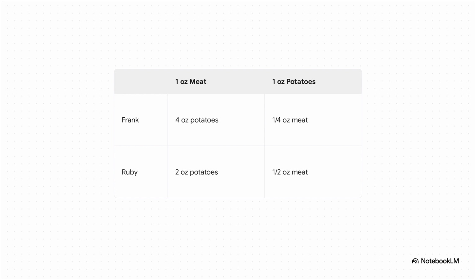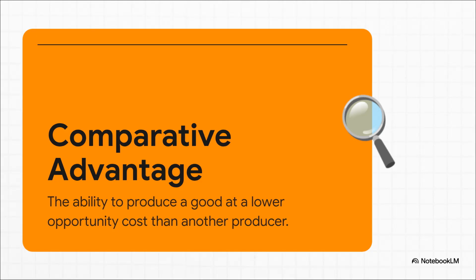Because Frank gives up less meat to grow an ounce of potatoes than Ruby does, his opportunity cost for potatoes is lower. If they both specialize in what they give up the least to produce, their total combined output actually goes up. Basically, they both win big when they trade. That whole dynamic right there, that is comparative advantage. It's the absolute driving force behind specialization, making sure markets allocate resources to whoever can produce things most efficiently. And the reason this is so crucial is that it doesn't just apply to Frank and Ruby. It's the exact same principle that dictates why nations trade globally. It perfectly explains how a free society coordinates incredibly diverse, complex activities without needing some central planner dictating everything.